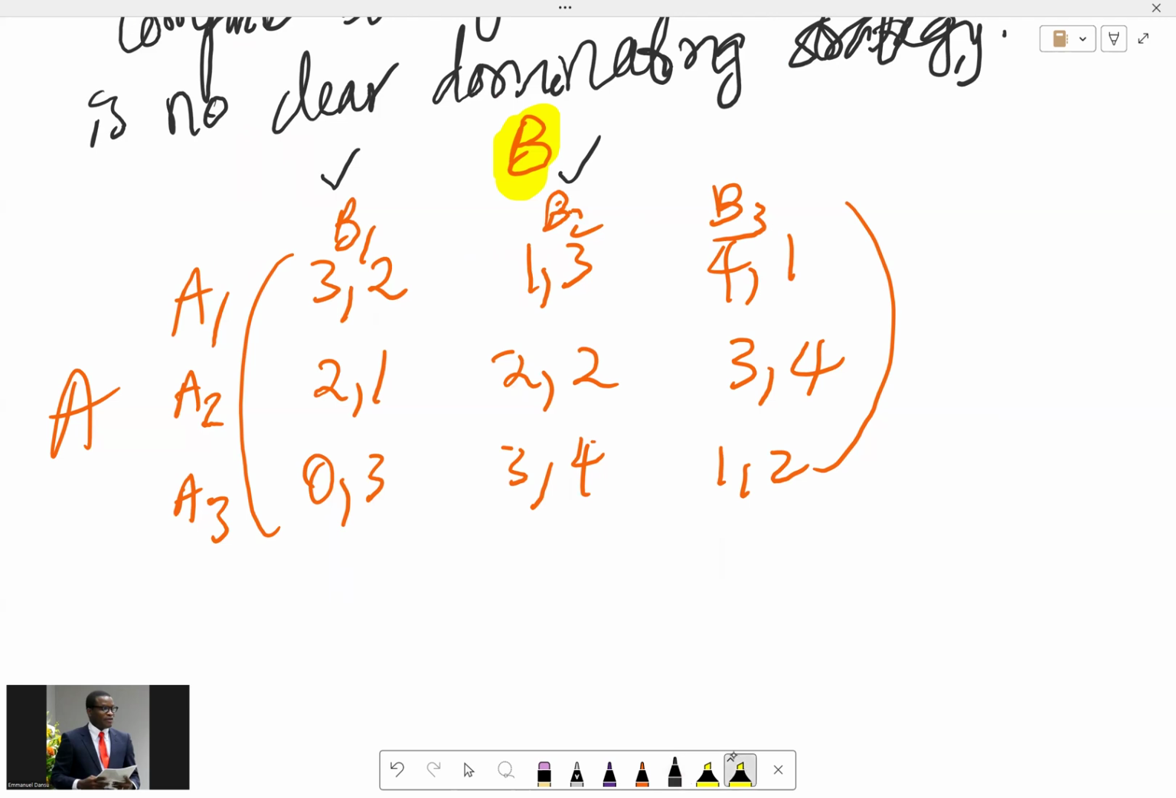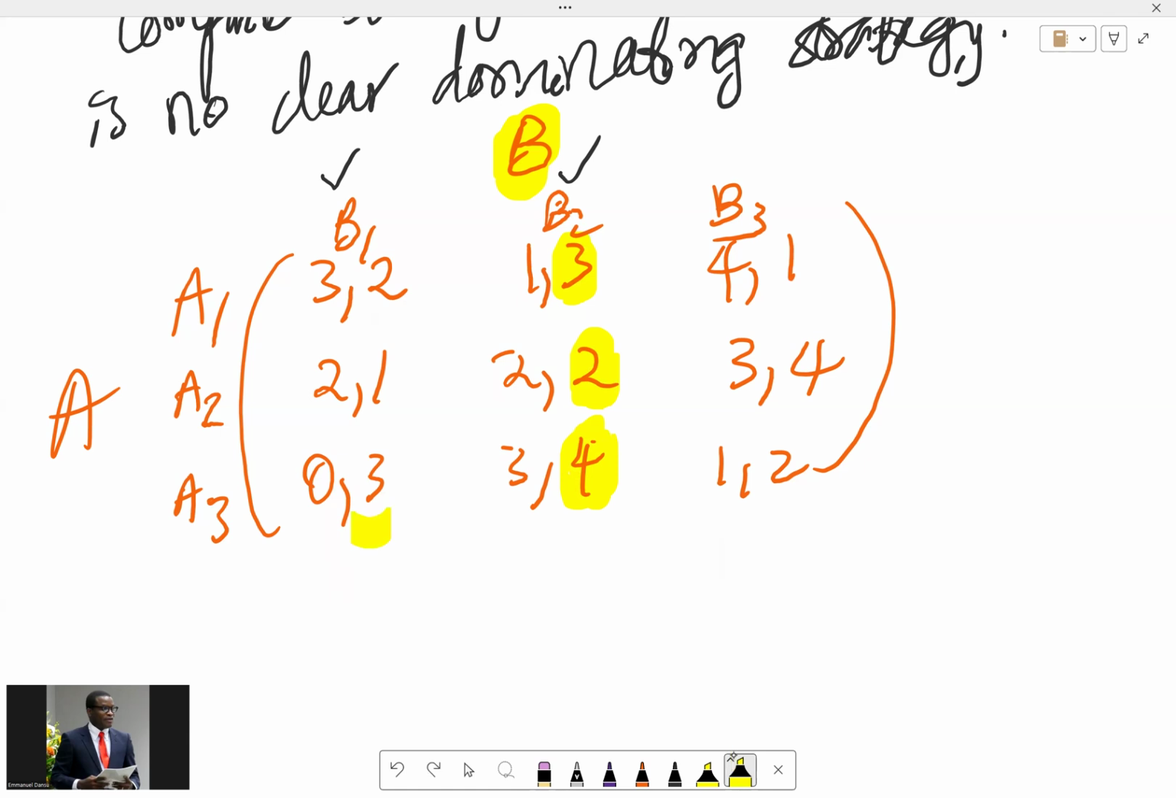So we see that here: for strategy A1, B1 gives 2 points, but B2 gives 3. For strategy A2, when A plays strategy A2, B2 gives 2 points, which is better, 3 is better than 2, 2 is better than 1. So the dominating strategies are those. Then if A plays strategy A3, B2 gives 4 points, which is bigger than 3 points.